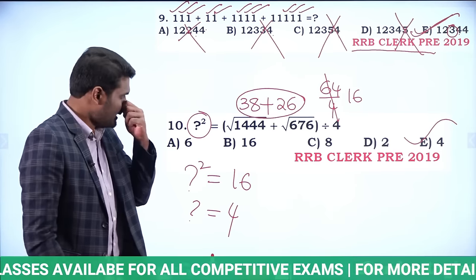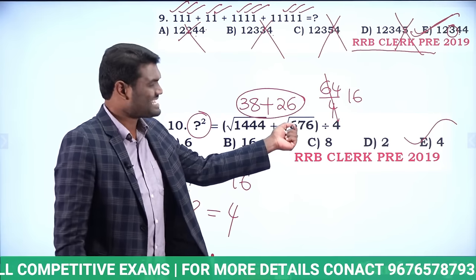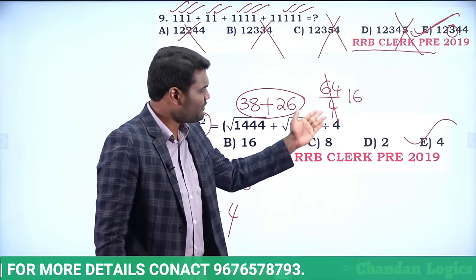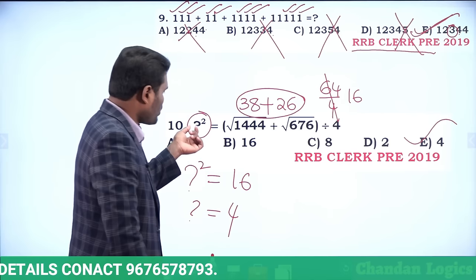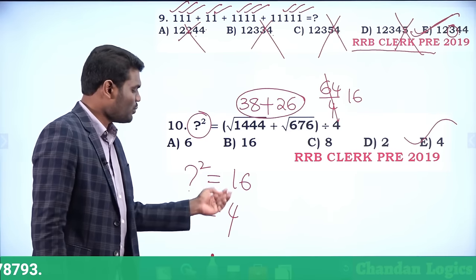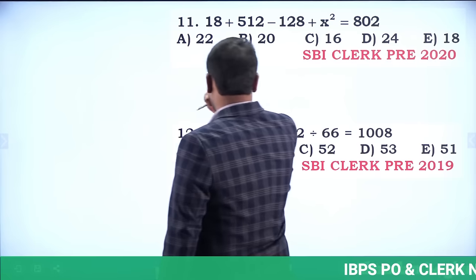Very simple question. You just need to know what is the square root of 1444 and what is the square root of 676. When you add both of them together, it will be 64. 64 divided by 4 will be 16. So question mark square is 16. Then question mark will be the square root of 16, which is nothing but 4. Okay. Let's look at your next question.